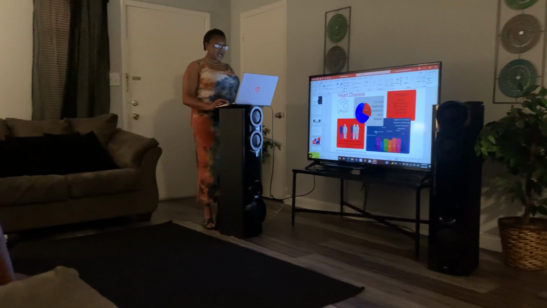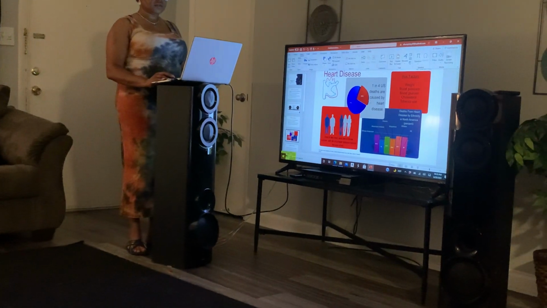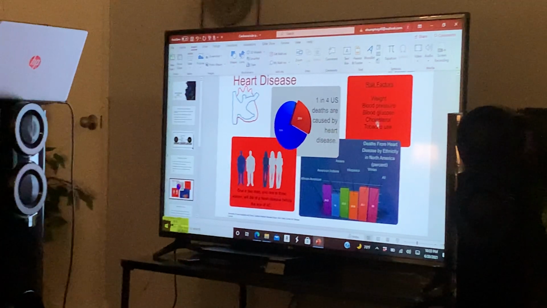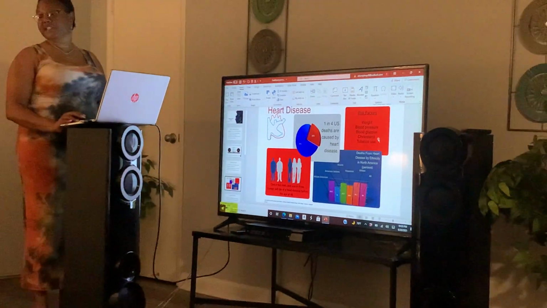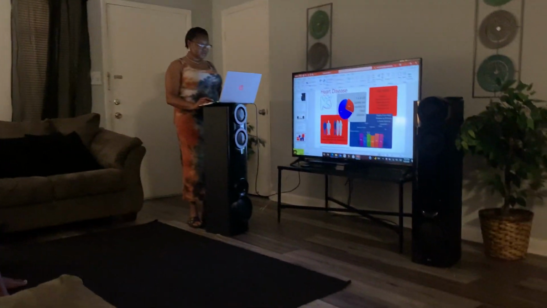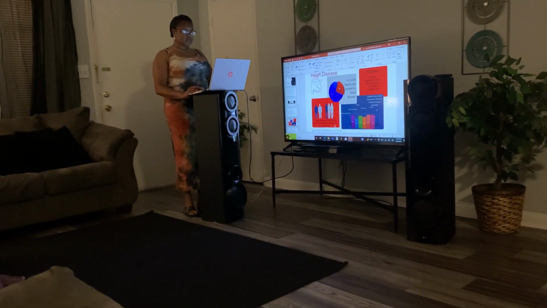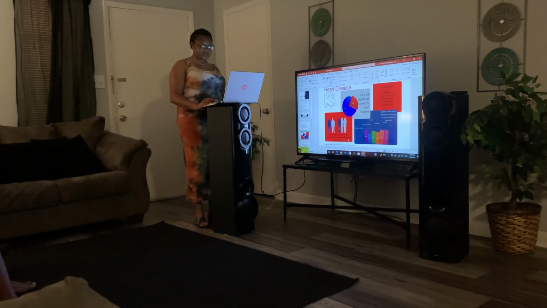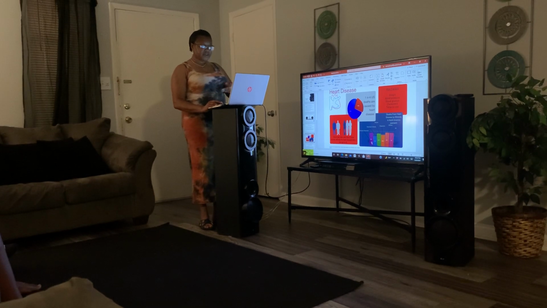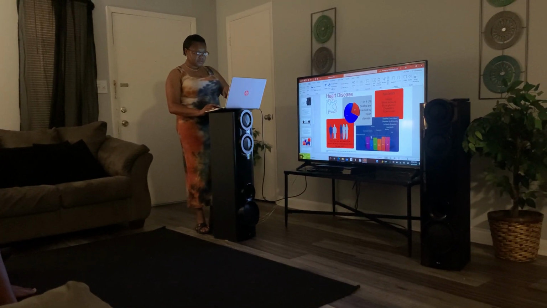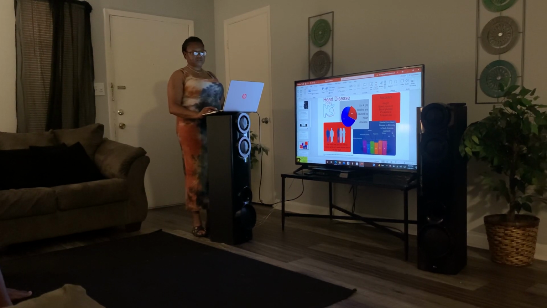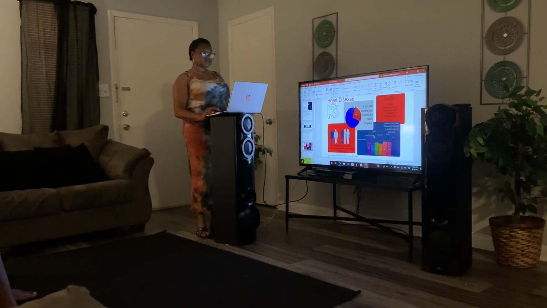This diagram here shows 25% caused by heart disease. The risk factors: weight, blood pressure, blood glucose, which is diabetes, the blood sugar, high cholesterol, and tobacco use, smoking. One in 2 men and 1 in 3 women will die of heart disease before the age of 40. Right here they have African Americans, American Indians, Asians, Hispanics, whites, and all. It shows the percentage of people at risk of having heart disease.